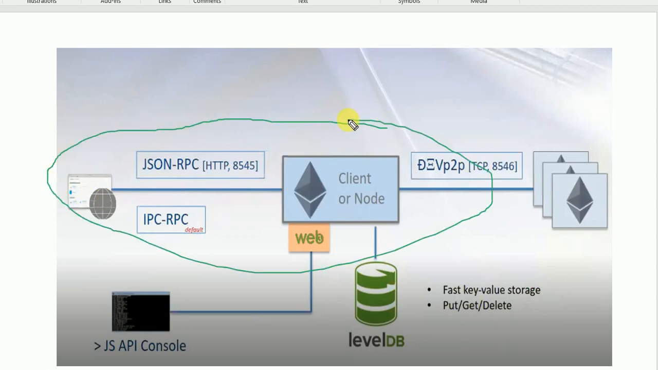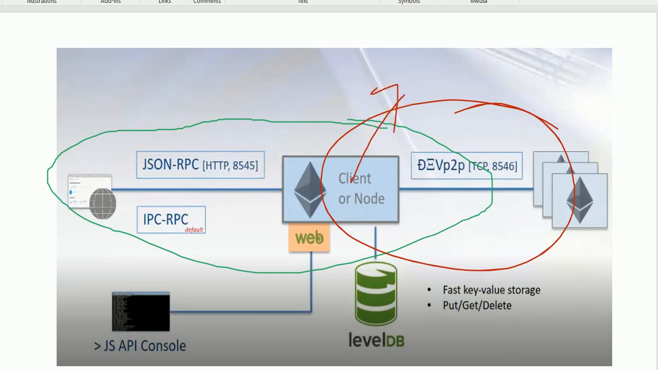Now the next part we want to see is how one Ethereum client communicates with many Ethereum clients. The DevP2P is the protocol that the Ethereum client follows to communicate, where one Ethereum client will be communicating with the other Ethereum clients. It is usually on the TCP protocol, on the port 8546. So this is how one Ethereum client communicates with the other Ethereum client.